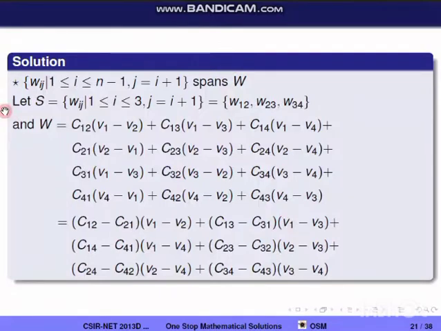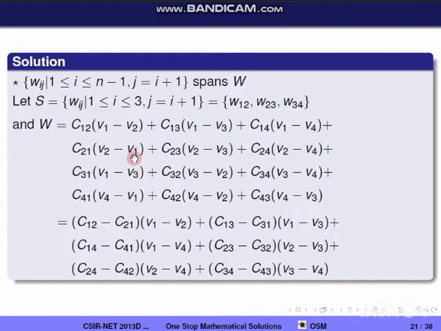Third option: the set of all Wij such that 1 is less than or equal to i less than or equal to n minus 1, j equal to i plus 1, spans W. For this, I am taking n equal to 4 and generalizing it for the case n. So let S be the set of Wij such that 1 is less than or equal to i less than or equal to 3, j equal to i plus 1. Then S contains the elements W12, W23 and W34. So we have to check whether S spans W. That is, each element in W should be a linear combination of W12, W23, W34.